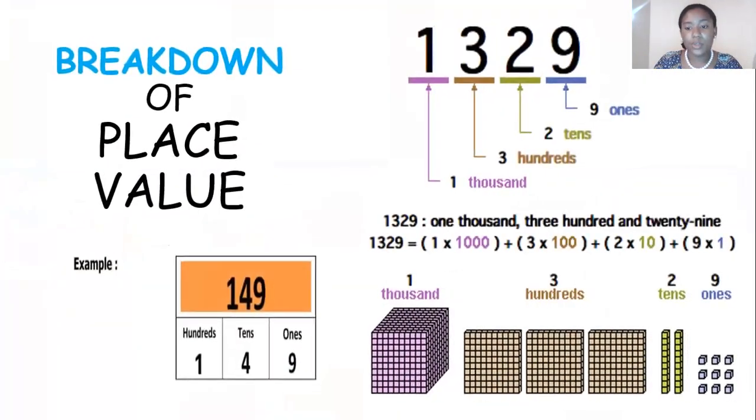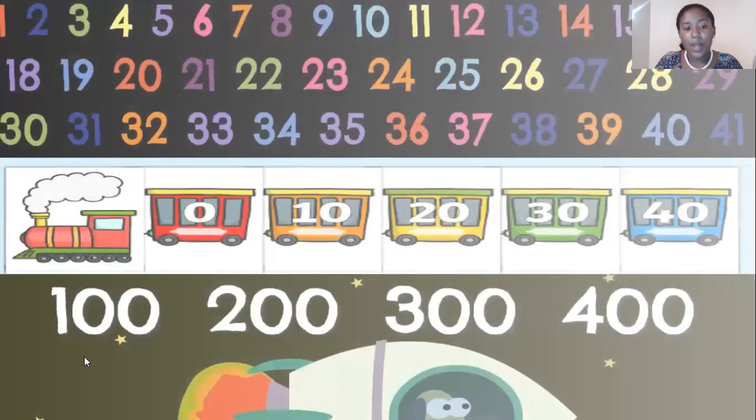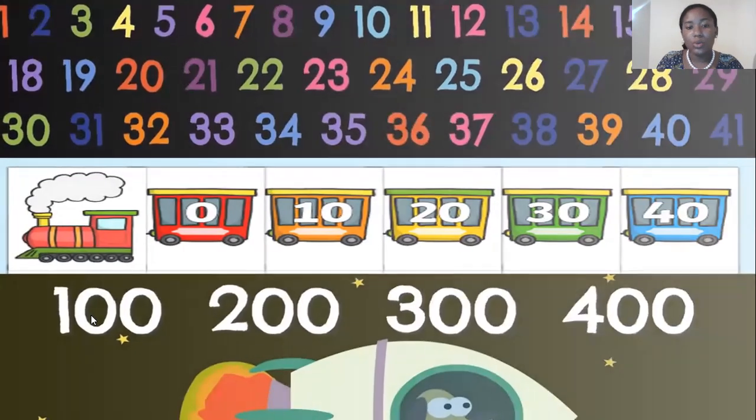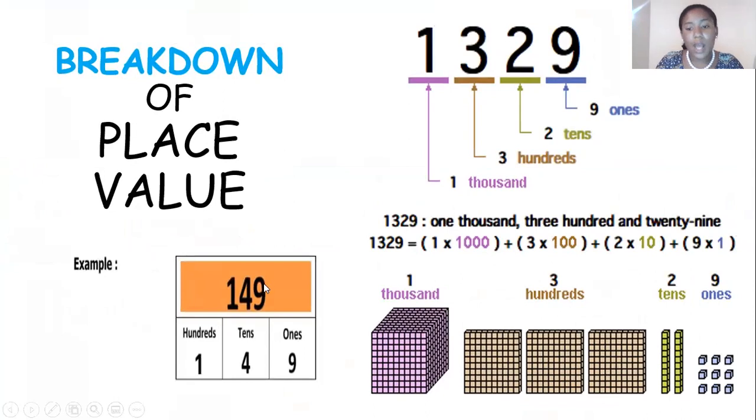So let me show you something. This is a breakdown of place value, and here's an example. We have 149, like I said. Let's go back. Right here, 100. So we know that the 1 in 149 will be in the hundreds place, because it gives a value of 100. In 149, the 4 will go in the tens place, because it gives us a value of 40, and the 9 gives us a value of 9. Okay, 1, 2, 3, 4, 5, 6, 7, 8, 9. So it goes in the ones place.